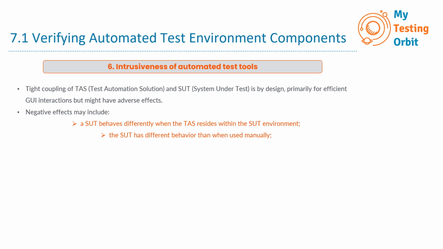The second one is the SUT has different behavior than when used manually. Okay, now let's again take the same example. So what happens in the manual login? When someone logs in, it is usually pretty quick and it works smoothly. Now, what happens in automated testing?